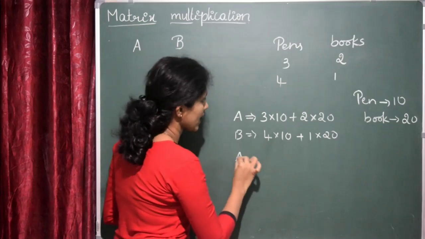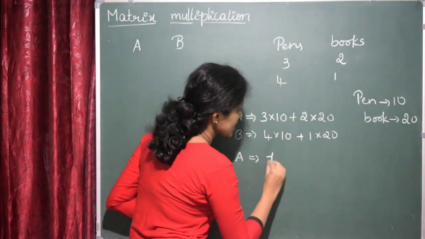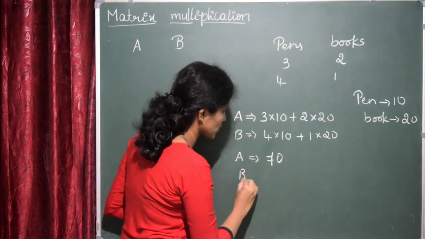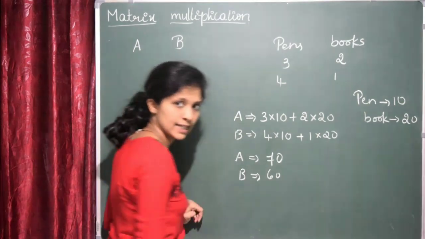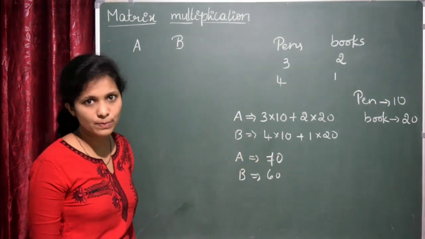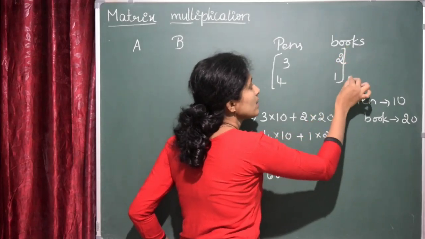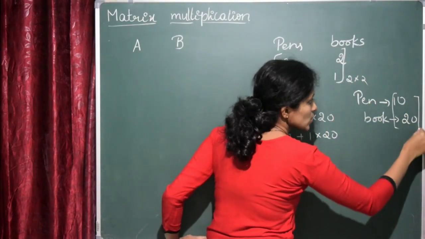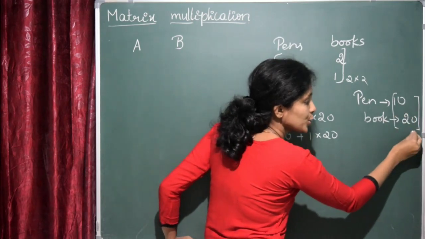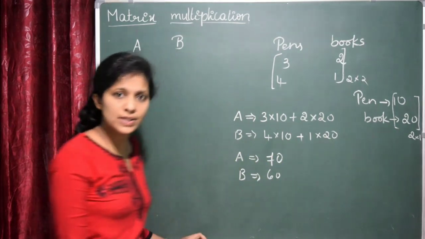So here A has to pay 30 plus 40, that is 70, and B has to pay 40 plus 20, which is 60. Is it clear? Now this is called matrix multiplication. Here you can see this is a matrix of order 2 by 2, and this is another matrix of order 2 by 1, where the number of rows is 2 and the number of columns is 1. So this is called matrix multiplication.